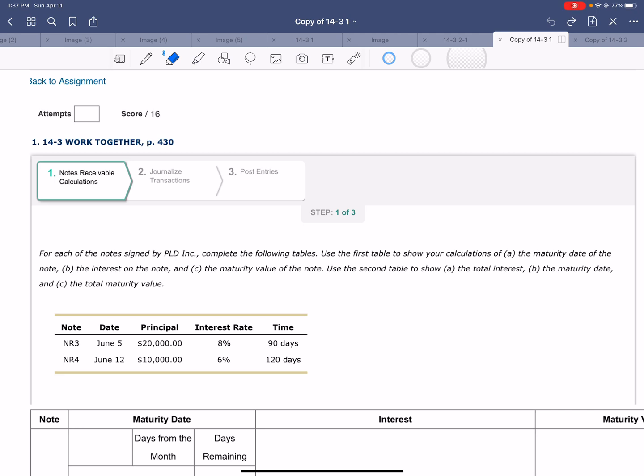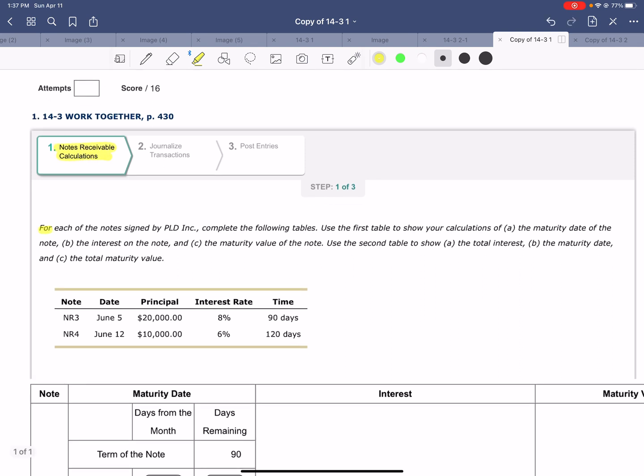Next, we're going to go over Work Together 14-3. And to start with, we will be in the first part of it. It says, for each of the notes signed by PLD Incorporated, complete the following tables. Use the first table to show your calculations of the maturity date of the note, the interest of the note, and the maturity value of the note.